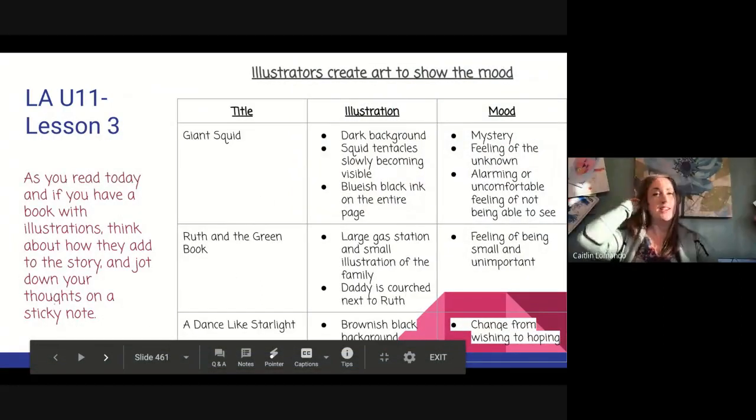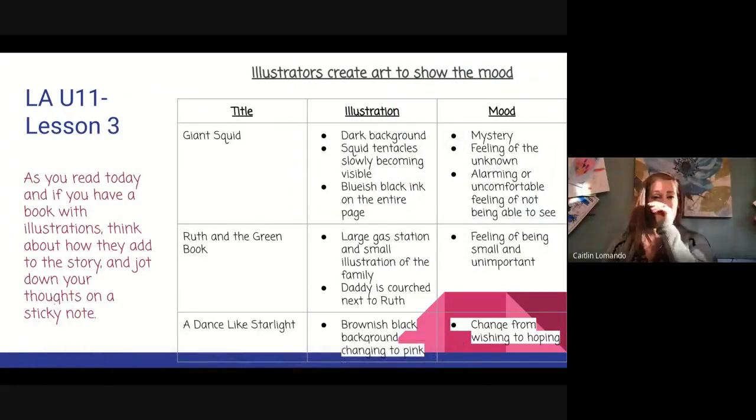So, illustrators create art to show the mood. In Giant Squid, the illustrations included dark backgrounds, squid tentacles slowly becoming visible, bluish black ink on the entire page. Maybe the mood is mystery or feeling the unknown or something alarming or uncomfortable of not being able to see.